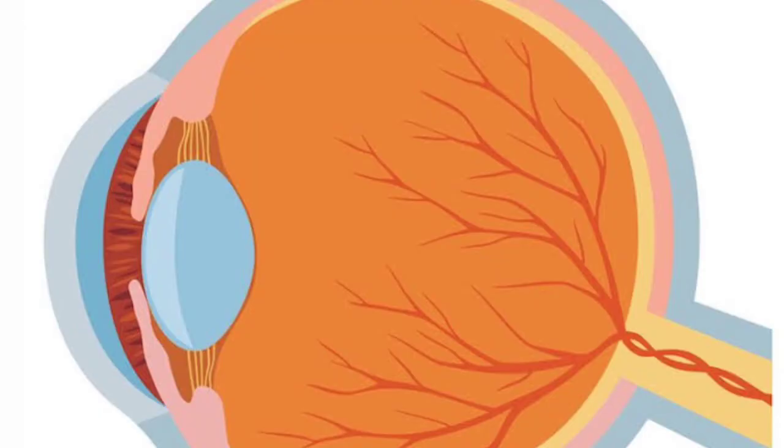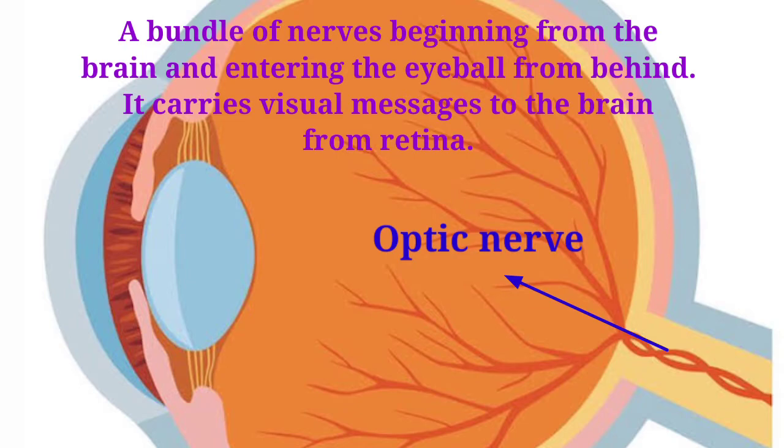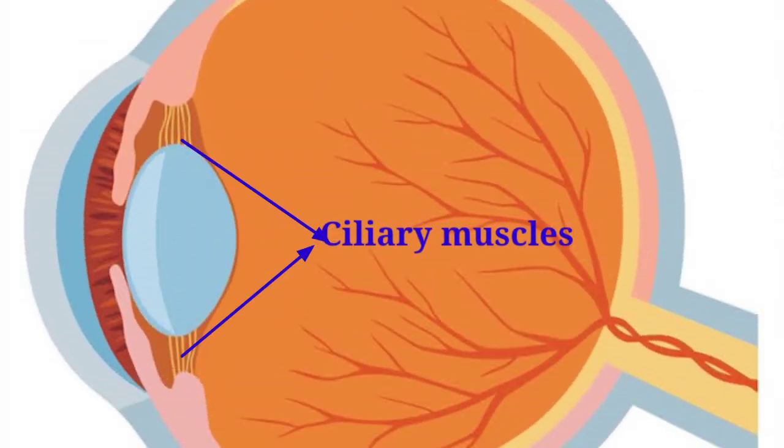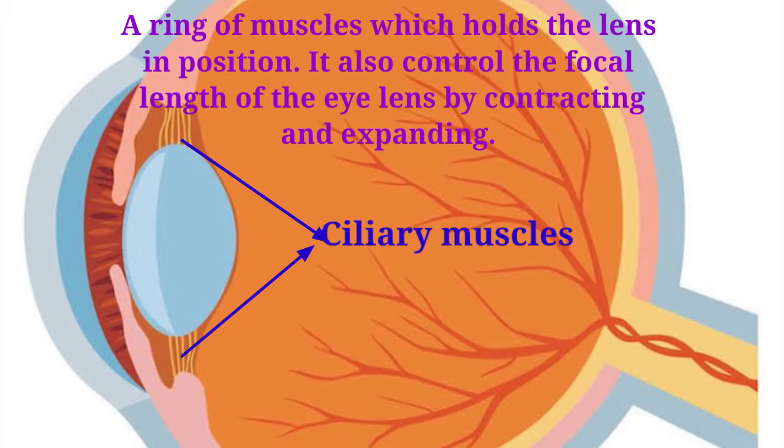Optic nerve. The optic nerve is a bundle of nerves beginning from the brain and entering the eyeball from behind. It carries visual messages to the brain from the retina. Look properly. This muscle is known as the ciliary muscles. It is a ring of muscles which holds the lens in position. It also controls the focal length of the eye lens by contracting and expanding.